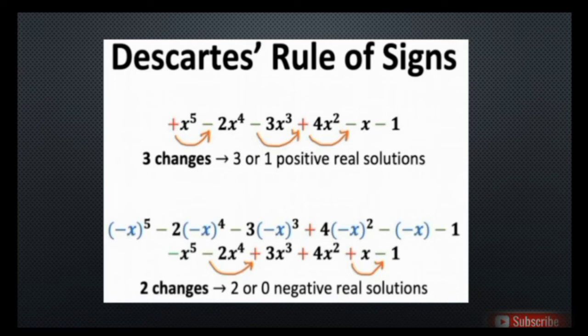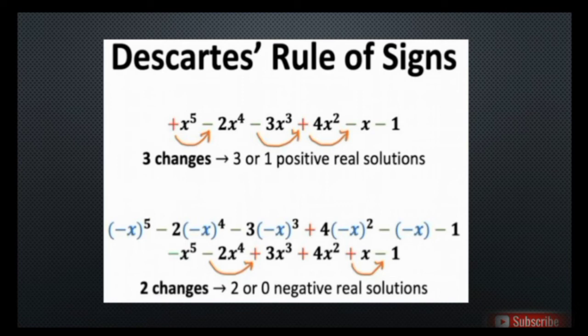So I have a question for you. Can you find the number of zeros or roots of this equation? Comment down your answer. But I'll tell you, the number of zeros can be found out by the maximum power. So here in this equation, the maximum power is 5, so the number of zeros is 5.